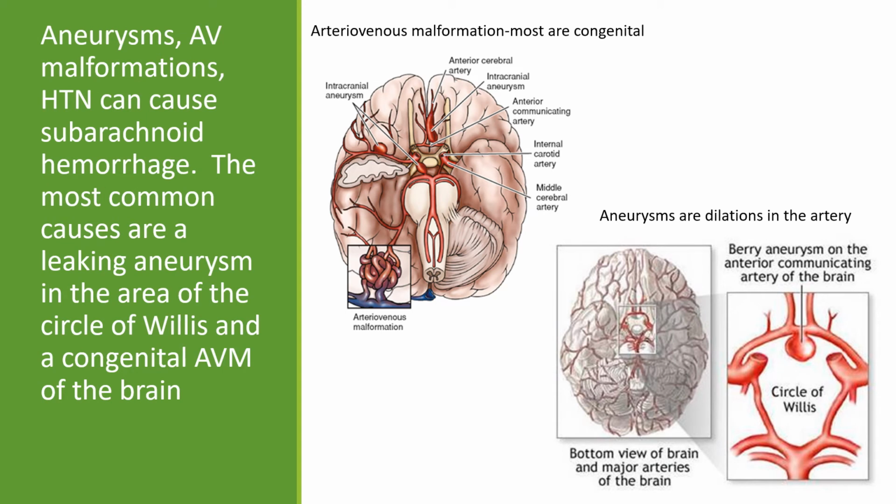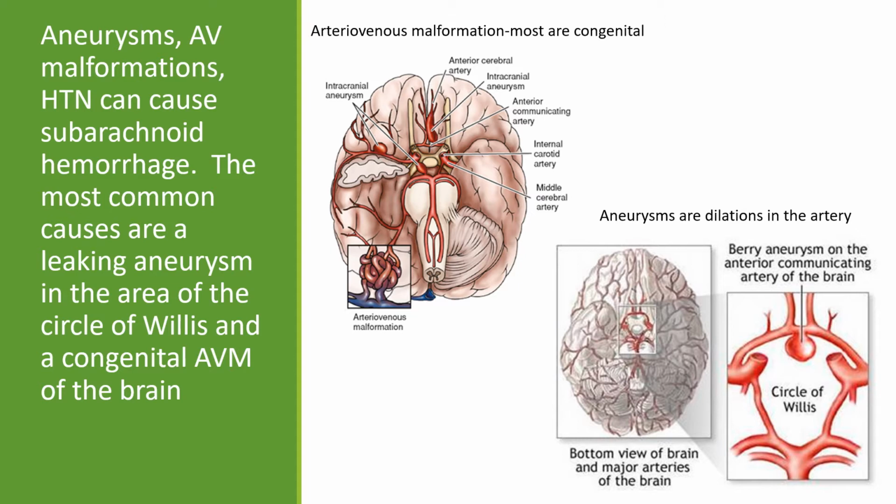Aneurysms and AV malformations and hypertension most often cause subarachnoid hemorrhage. That's the area and layer of the brain that they have hemorrhaging in. The most common cause is a leaking aneurysm in the circle of Willis. This is at the base of our skull, and it's kind of where all of the arteries start out and then they branch out. So there are a lot of bifurcations or branches. So this is a very common place to get an aneurysm.